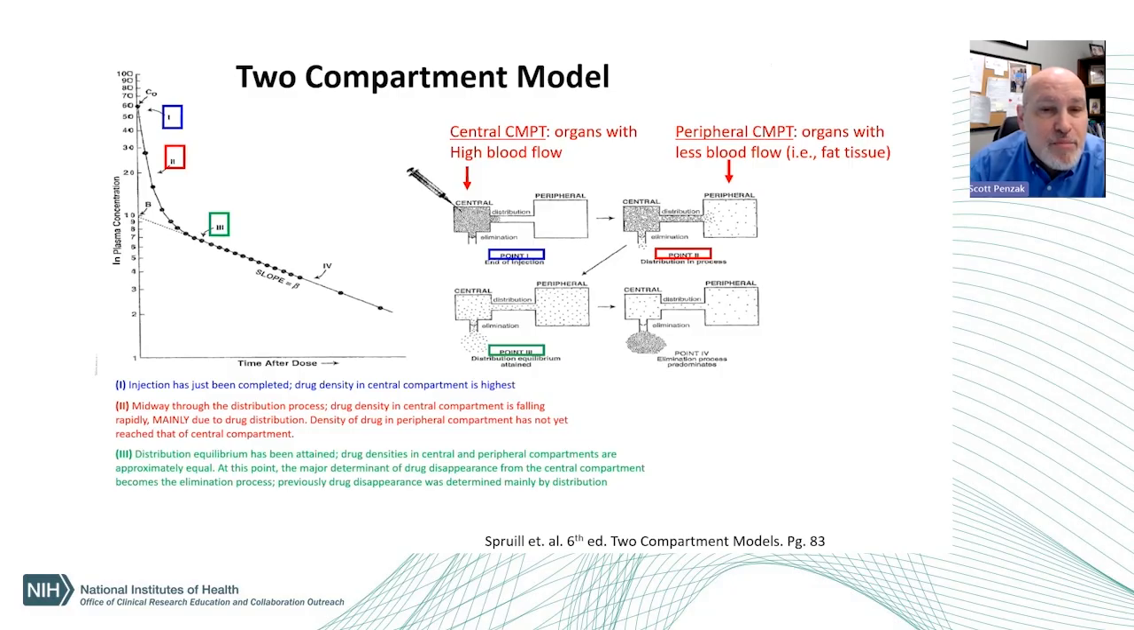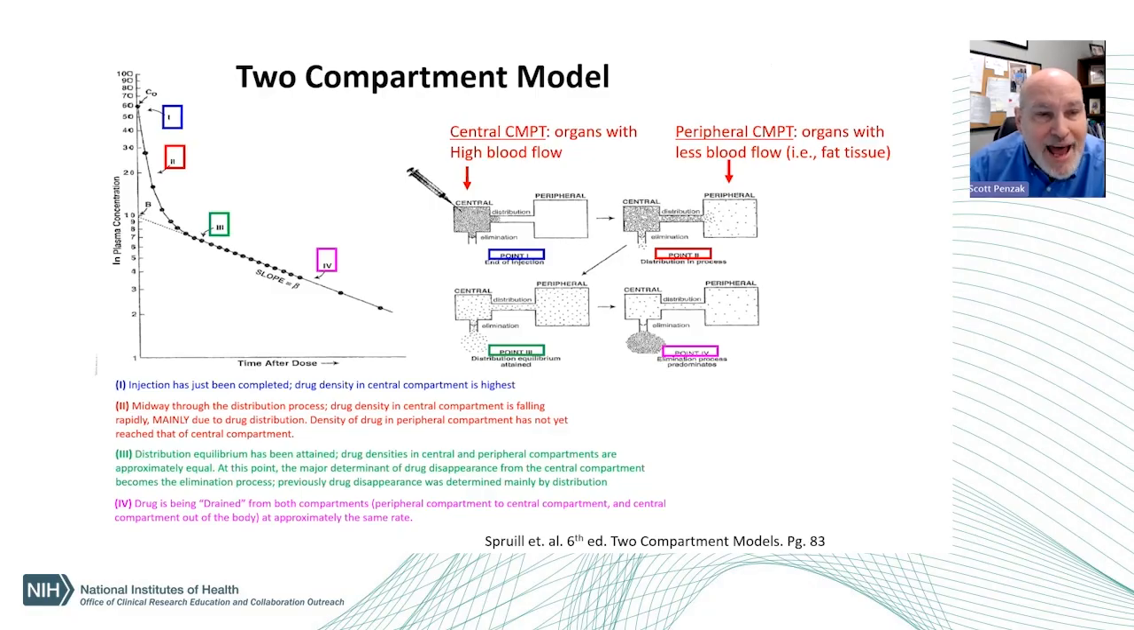Now it is determined by elimination from that central compartment. And so then that takes you to the terminal portion of the slope where the drug is being drained from both compartments, and peripheral compartment to the central compartment, and central out of the body at approximately the same rate. And that is your terminal slope right here.